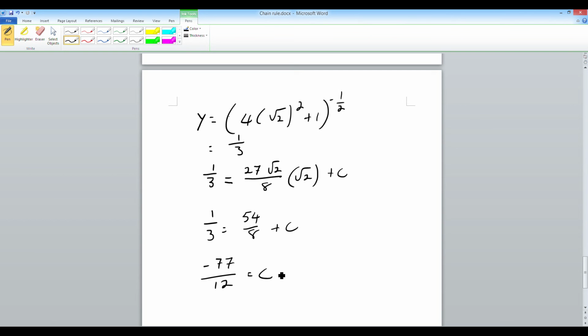is my y-intercept. So now for the equation of the normal, I have y is equal to the gradient of the normal, which we have calculated to be 27 root 2 over 8, times x, plus the y-intercept. In this case, my y-intercept is minus 77 over 12. This is the equation of the normal.